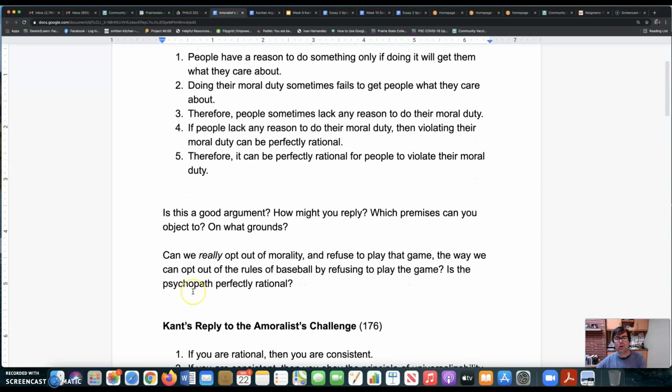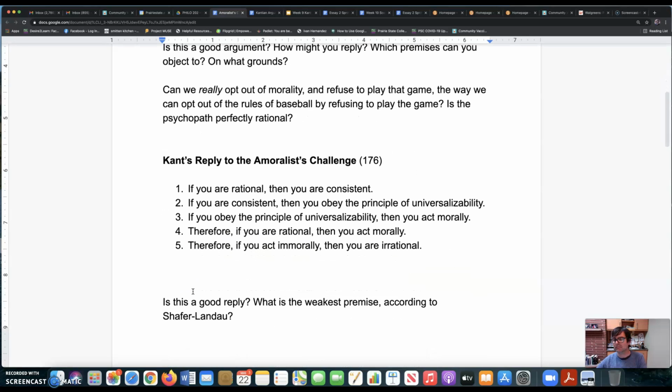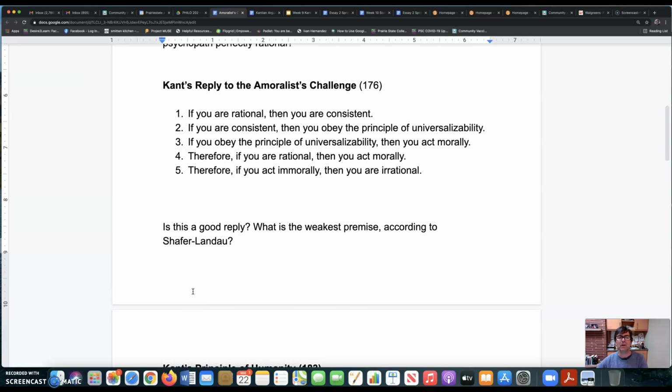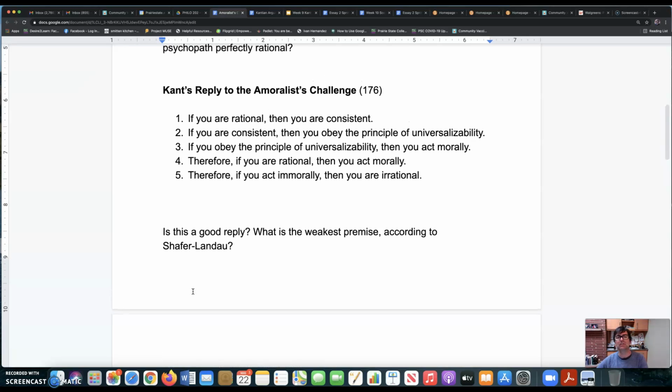Okay, so here's Kant's reply as Shafer-Landau sees it, starting with the premise that if you are rational, you are consistent. If you are acting rationally, then you are acting consistently. You are acting in a way that doesn't involve some kind of contradiction. If you are consistent, then you are obeying the principle of universalizability. And if you obey the principle of universalizability, then you act morally.